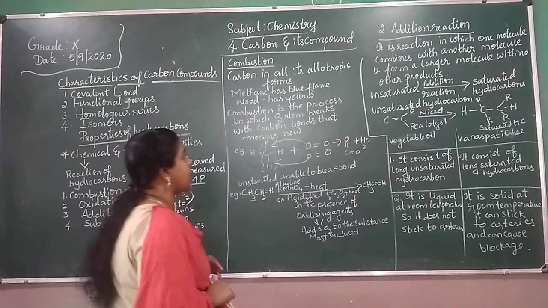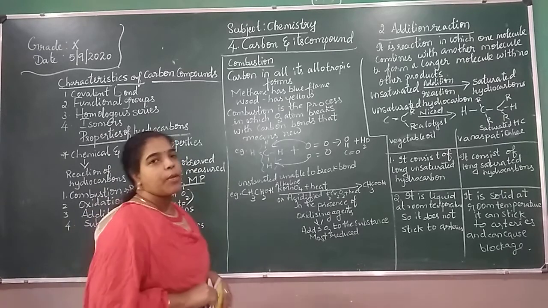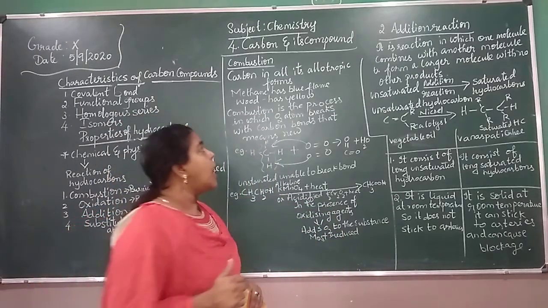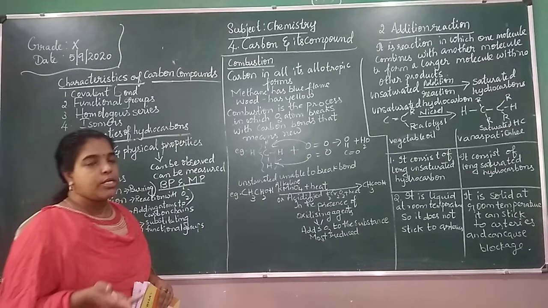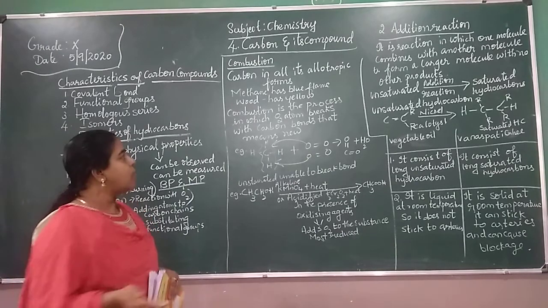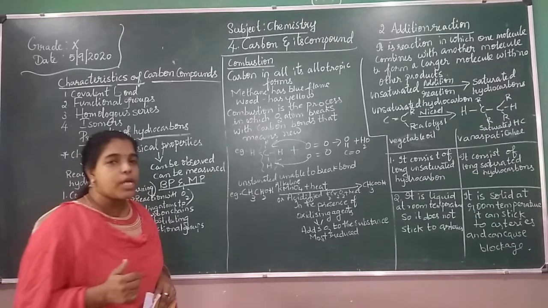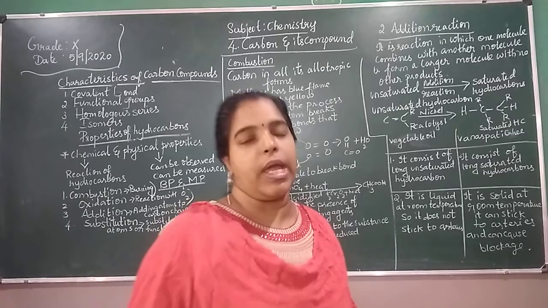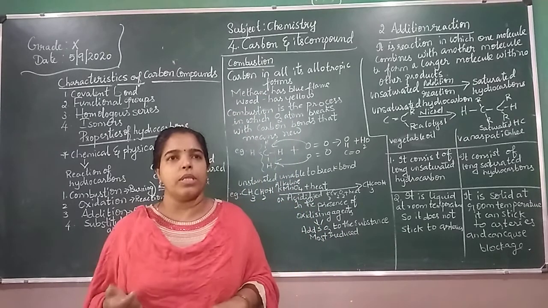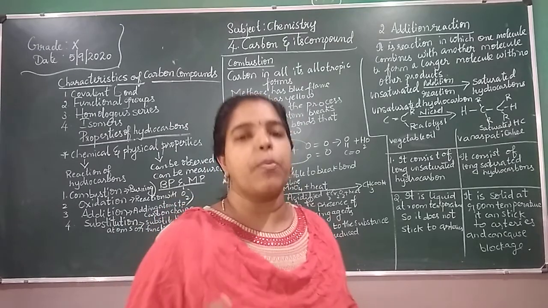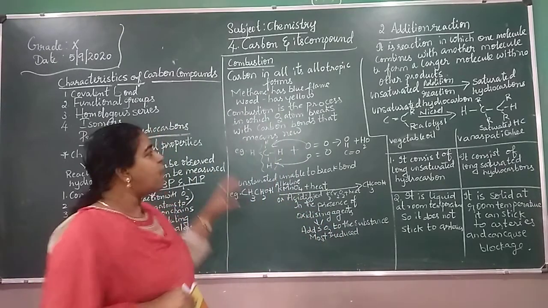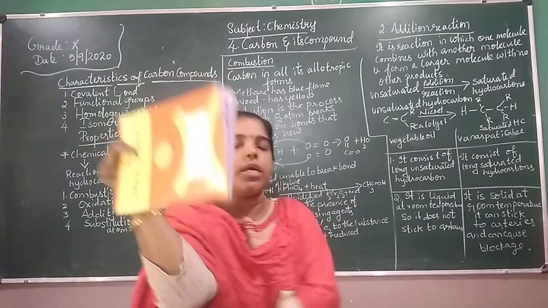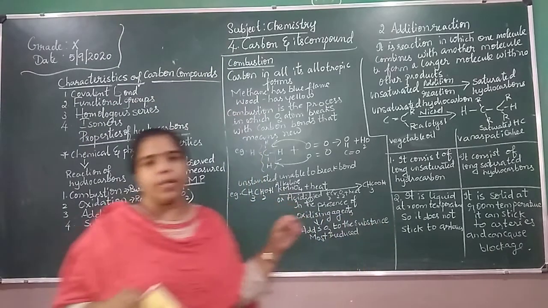So first, combustion reaction. Carbon in all its allotropic forms, you already learned in the first part of this chapter: diamond, graphite and so on. Next, methane. You have noticed, children, when you burn wood you get a yellow and white colour flame. But if you burn LPG gas, the flame is blue in colour. Why is that? Why are the flames different here? You already learned there are saturated and unsaturated hydrocarbons.